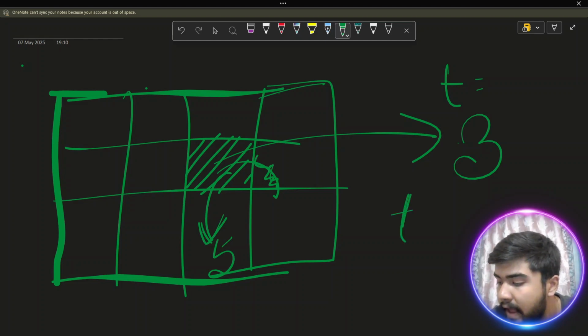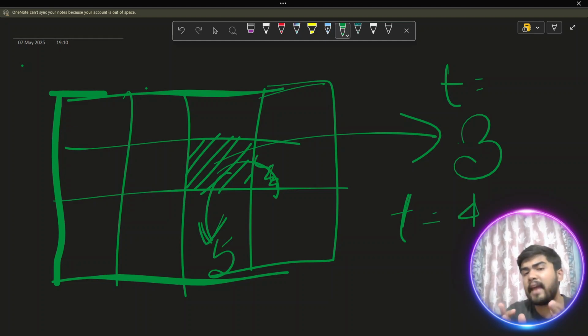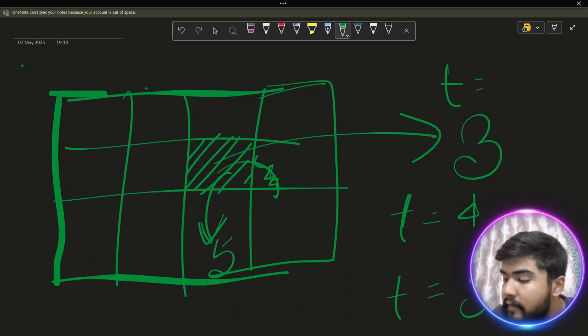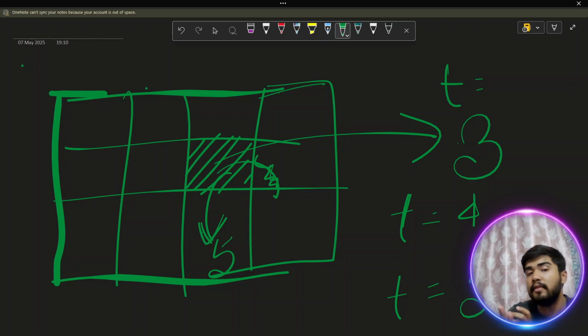So at t equals 4, can I start moving to it? T equals 4: no, still 4 is less than 5. At t equals 5, can I start moving to that cell?